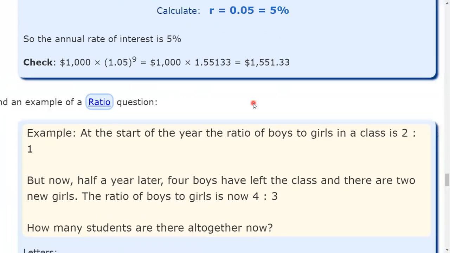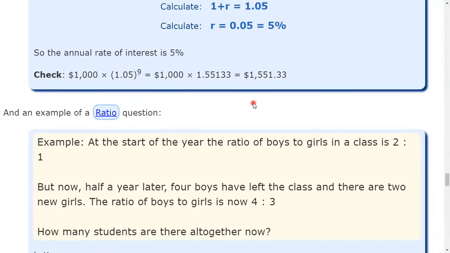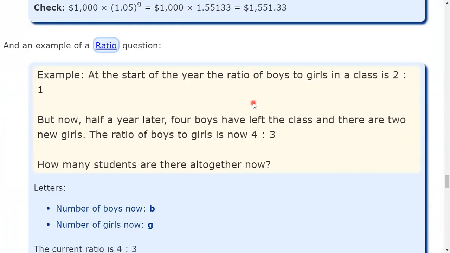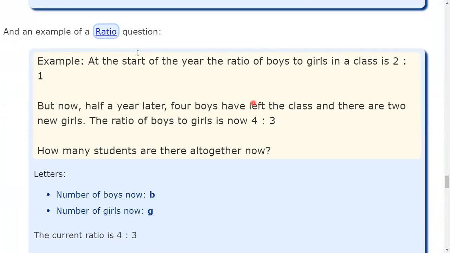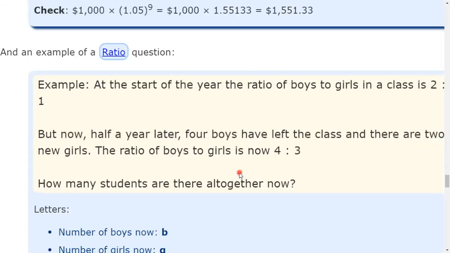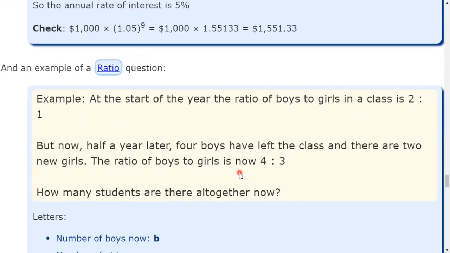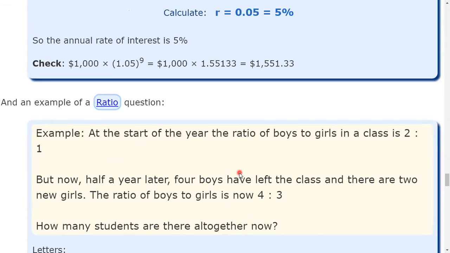Next is an example of the ratio. Please read this example if you can. At the start of the year, the ratio of boys to girls in a class is 2 to 1. But now, half a year later, 4 boys have left the class and there are 2 new girls. The ratio of boys to girls is now 4 to 3. How many students are there altogether? You can also take a screenshot of this problem. So this is all about ratios.